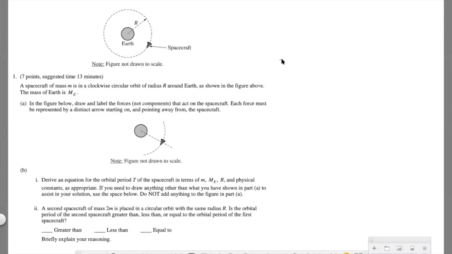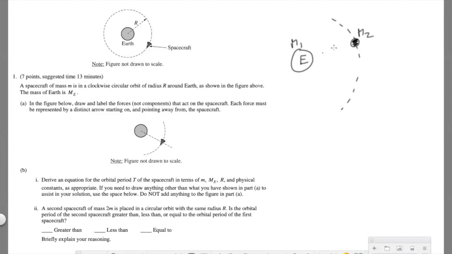So this problem falls into Newton's law of gravitation. What we have is the Earth here, and then here's the spacecraft, and the spacecraft is in a circular orbit. Let's call Earth mass 1. Here's the spacecraft. We're going to call this M2.